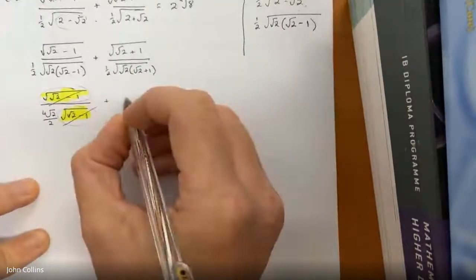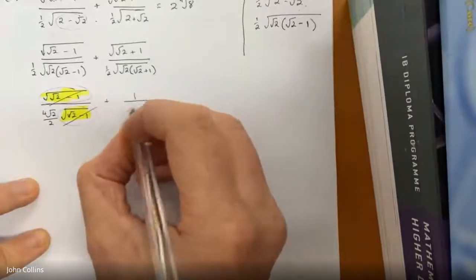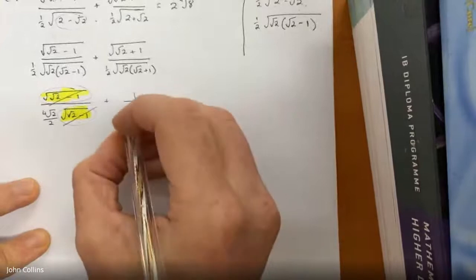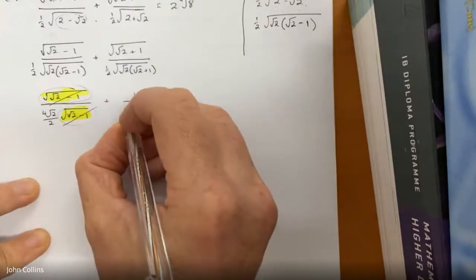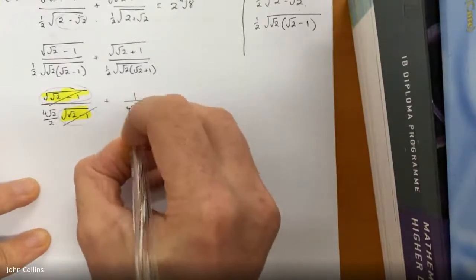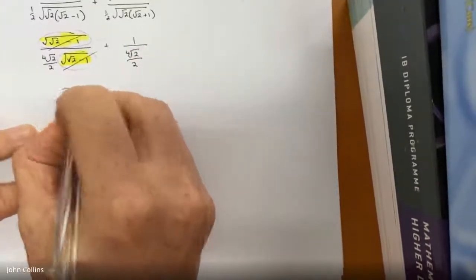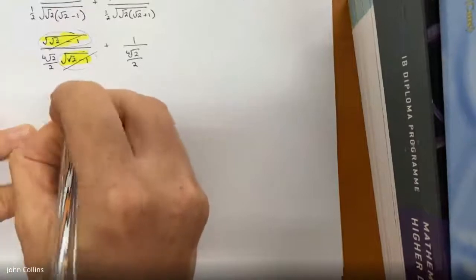I'm not going to write it, so I'm just going to write 1 over. The exact same thing happens. You take out the thing, and you're going to get 1 over the 4th root of 2 over 2. Okay, and this is also 1 over for the same reason. All right, now we're getting closer. Let's look at the tidying up, or the simplifying of that.